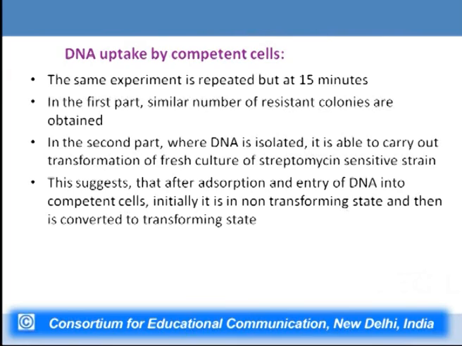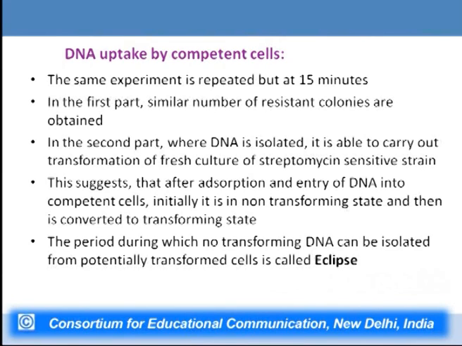What does it tell? It suggests that after adsorption and entry of DNA into the competent cells, initially it is in a non-transforming state and afterwards it is converted into a transforming state. The period during which no transforming DNA can be isolated from the potentially transformed cells is called eclipse. So, this is the period when no transforming DNA can be isolated from such cells.